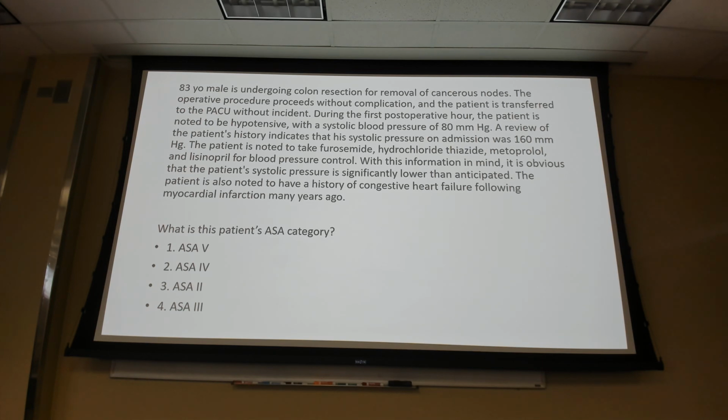So what do we think on the category for this patient? He's got prior history of CHF and an MI. Yeah, he's going to be an ASA 4. What could have caused, what could be attributed for the post-op hypotension? What else in the history might we be concerned about?